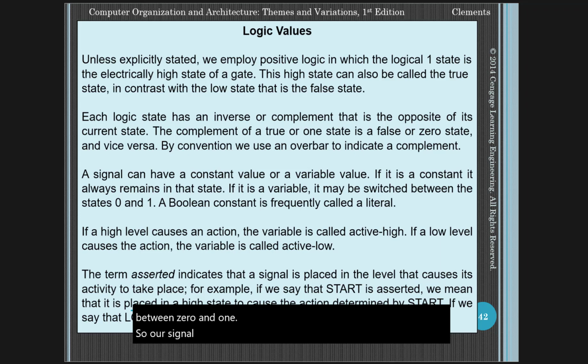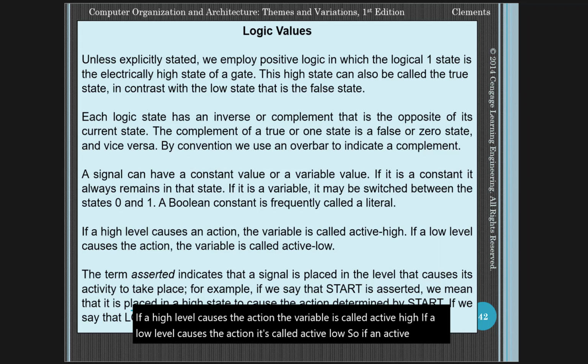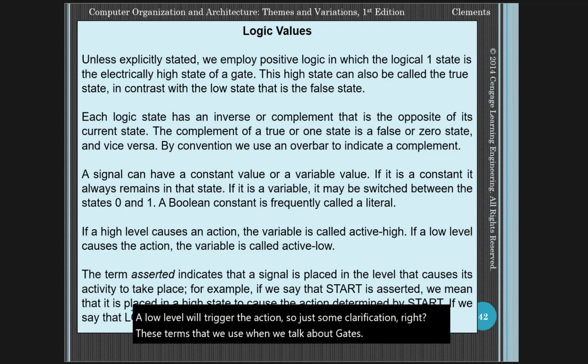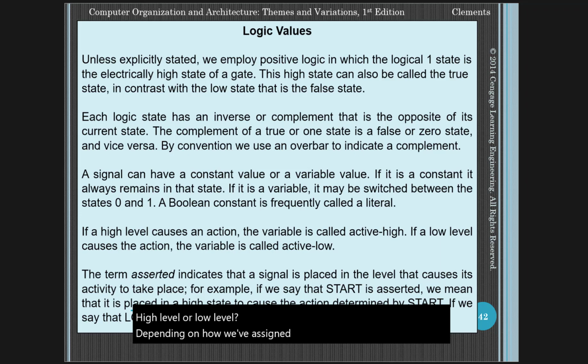So our signal level, right, high or low, that causes a variable to carry out the function suggested by its name is arbitrary. If a high level causes the action, the variable is called active high. If a low level causes the action, it's called active low. So if an active high signal is labeled stop, the high level will initiate the action. And if the signal is active low, stop, a low level will trigger the action. So just some clarification, right? These terms that we use when we talk about gates, we're just talking about different states brought on by either our high level or low level, depending on how we've assigned that value.